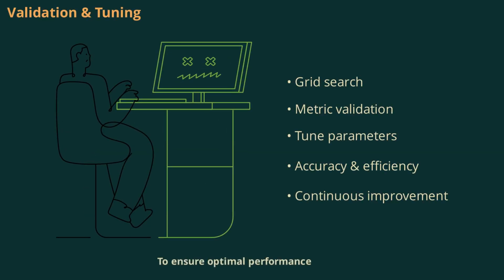To ensure optimal performance, RAG systems should be validated and tuned using grid search and metrics. Experimenting with chunk sizes, embedding models, and retrieval parameters helps find the best configuration for accuracy and efficiency. Continuous validation and tuning are key to maintaining high-quality AI solutions.